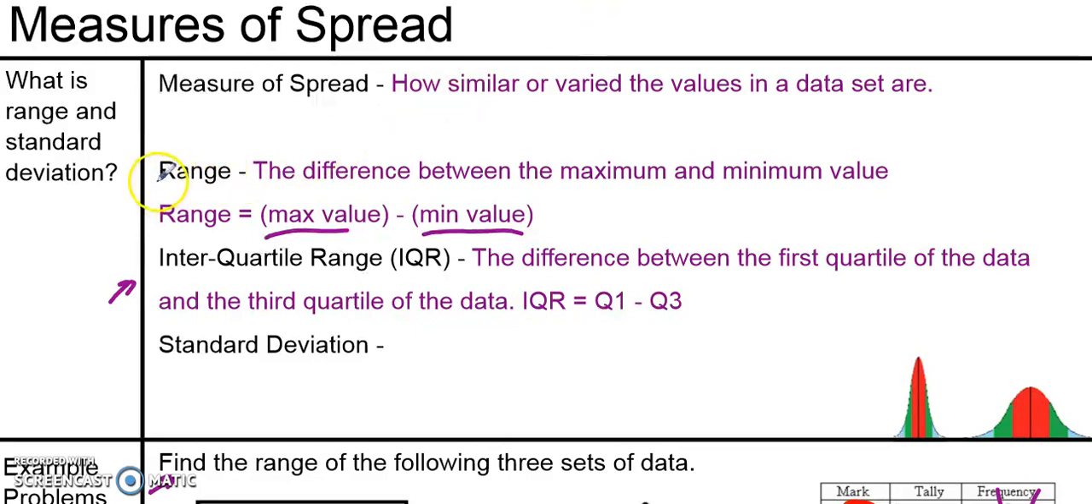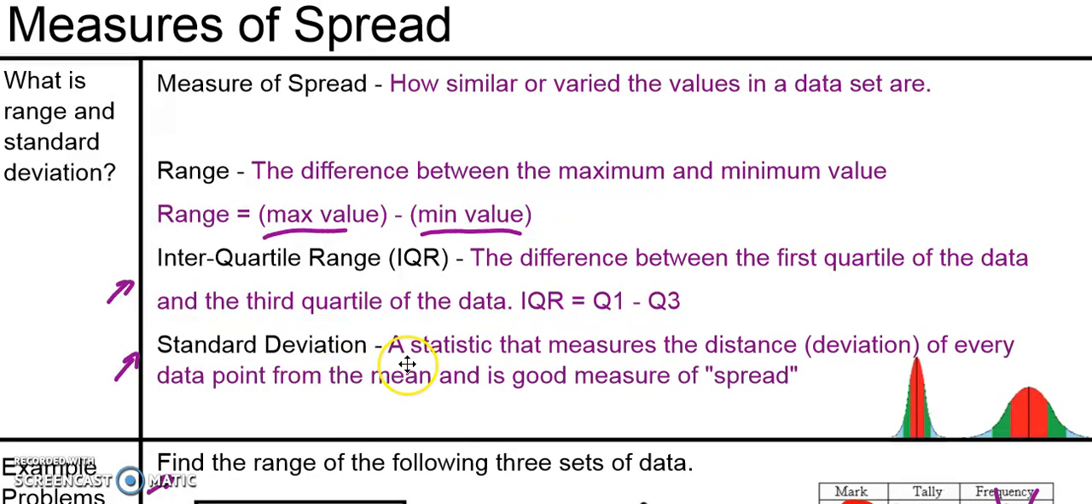Now, range took into account the highest number and the lowest number, the maximum and the minimum. The interquartile range did a little better by getting rid of those outliers, but it still only involved 2 numbers, quartile 1 and quartile 3. There's one kind of measure of spread called the standard deviation that takes into account every single number of the data set. Standard deviation is a statistic that measures the distance or deviation of every data point from the mean and is a good measure of the spread of a data set.